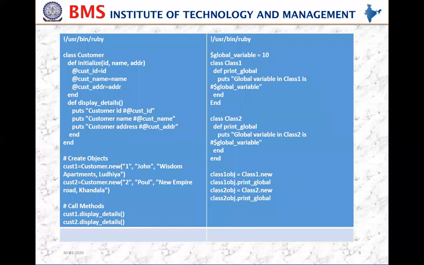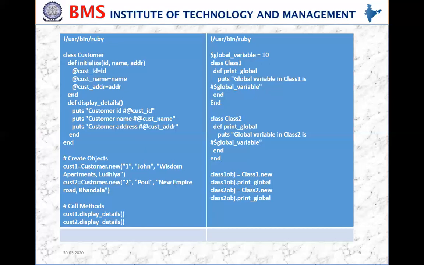In the previous examples, I have showcased creating a class called customer, and we have ID, name, and address. Here I take a method as initialize, and I have a method called display_details. In the initialize method, I have got three parameters: ID, name, and address. Similarly, here I display the value of customer ID, customer name, and customer address.